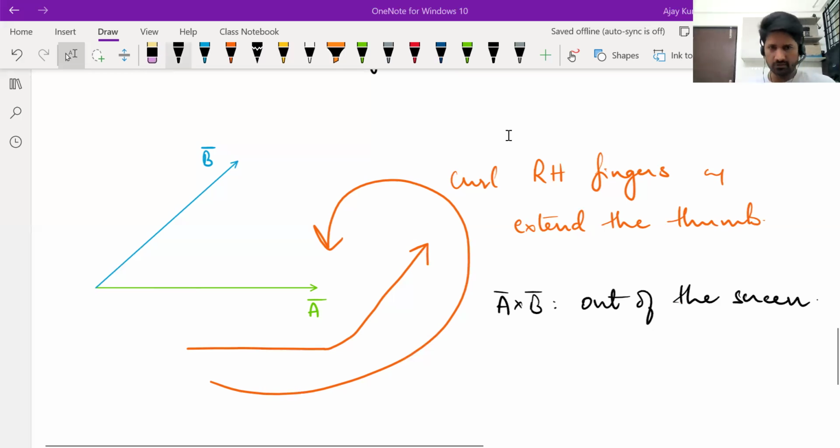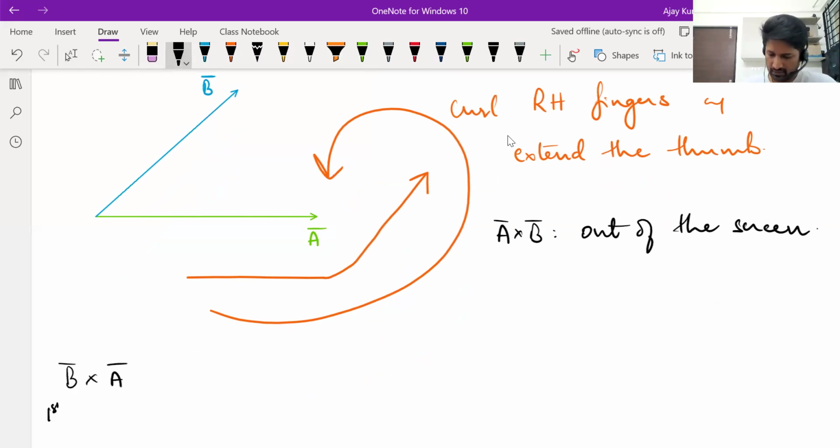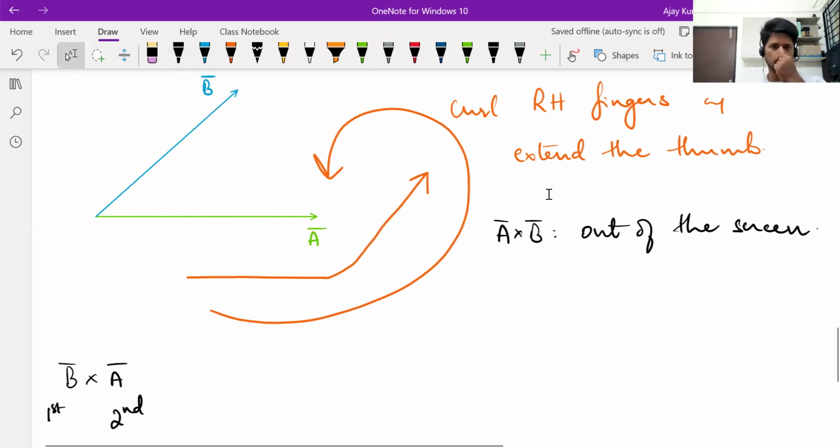Now use these two vectors only, the same vectors A and B. Tell me the direction of B cross A. For B cross A, B will be the first vector, A will be the second vector. The order is very important, as I said. So follow the procedure that I just told you: moving along the first vector, turning in the direction of the second vector.